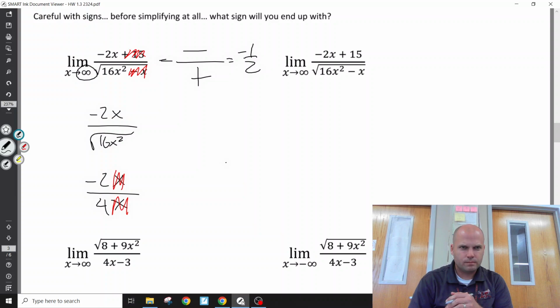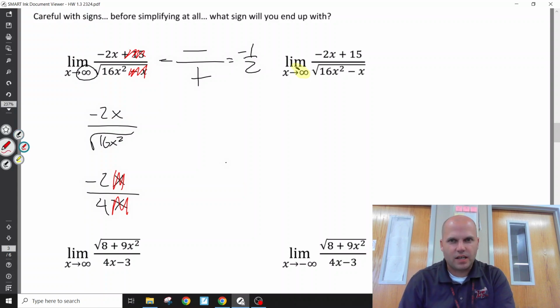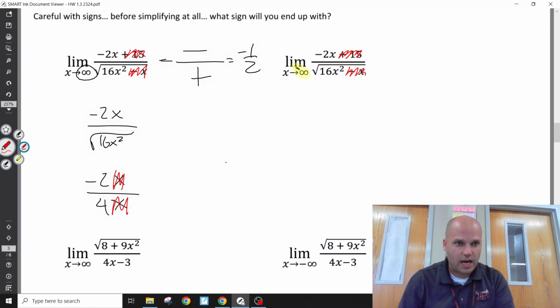Cool. I think I was supposed to put a negative in front of this. So let's do that now, because watch what happens. Let's think about if I plugged in negative infinity into the top and the bottom.